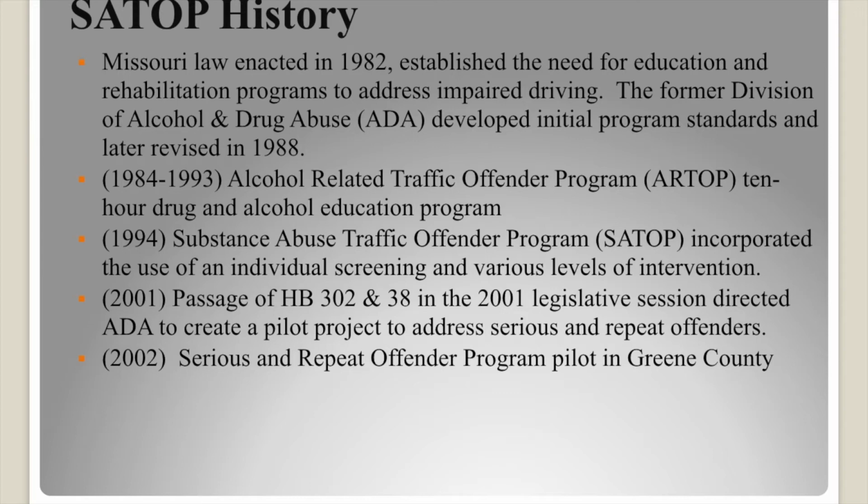In 2001, House Bill 302 and House Bill 38 were passed, which directed the Department of Mental Health to create a treatment demonstration project within its existing appropriations and develop and certify a program to provide education or rehabilitation services for individuals determined by the division to be serious or repeat offenders. So in 2002, SATOP added a demonstration project named the Serious and Repeat Offender Program, or SROP, for high-risk DWI offenders. The initial pilot project for the SROP was deemed a success, which resulted in the expanded implementation of that program in 2010. The SROP has become an effective option for those high-risk offenders assessed to have a substance use disorder.